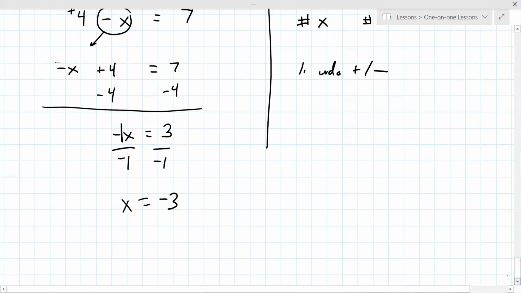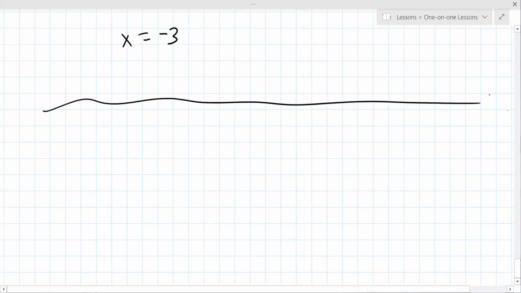I guess we need to briefly cover a little bit here. What is 7 divided by -1? -7. What is -7 divided by -1? 7. It is 7. Good.